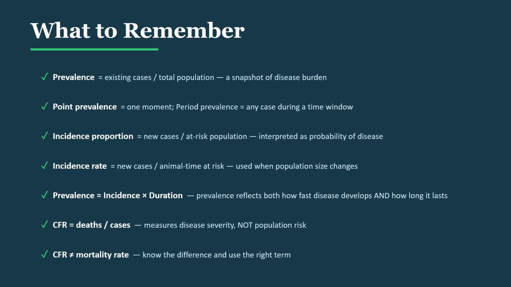Use incidence when you want to measure risk or evaluate the effect of an intervention. Use prevalence when you want to understand current disease burden or plan resource allocation. Use CFR when you want to characterize disease severity in affected animals. And always specify your denominator, because a number without a denominator is not a rate.